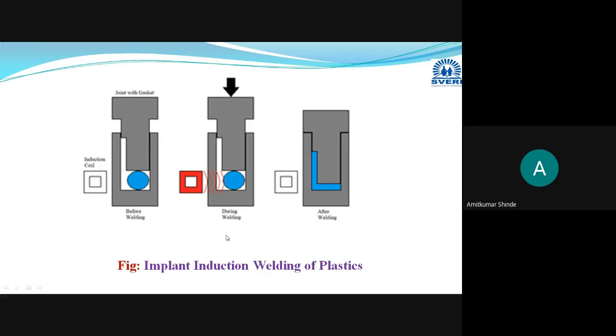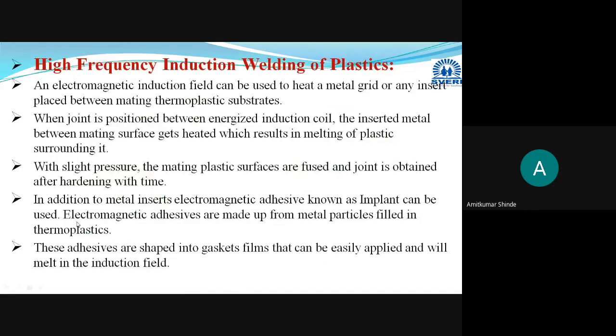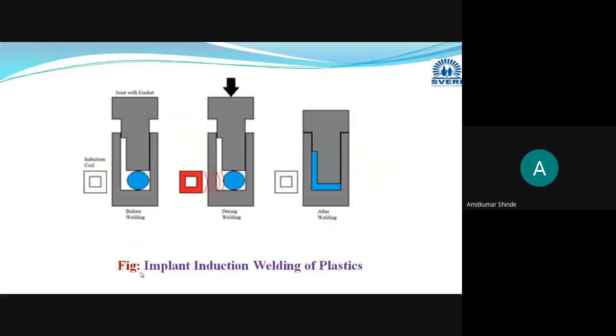Now in this implant induction welding, we are using one electromagnetic adhesive material. Instead of using a metal insert, an electromagnetic adhesive material known as implant is used here. In this adhesive we are going to shape it into a gasket film, and that can be easily applied and will melt in the induction field, and that is explained in this diagram here. Now this is the inductor coil.